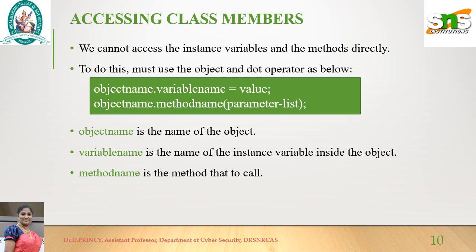Accessing class members. After creating an object, the main purpose of the object is accessing the members of the class. For that, we are using the dot operator. We cannot access the instance variables and methods directly. Using the object of the class and the dot operator only, we can access the members of the class. So this is the syntax for accessing the members of the class: object name, dot operator, variable name equal to value; object name, dot operator, method name, and the parameter list. So this is how to access the members of the class.